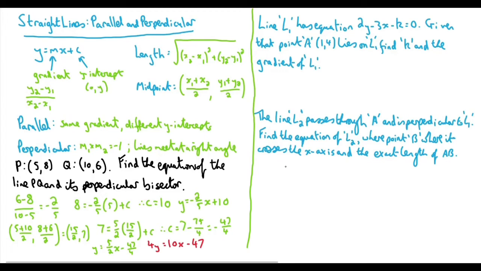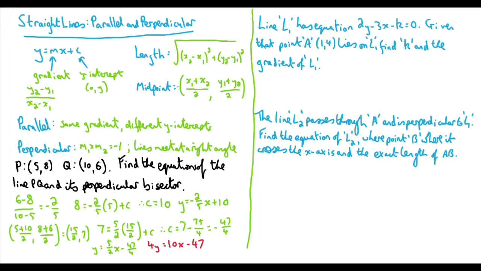Once you've done that, the line L2 passes through A and is perpendicular to L1. Find the equation of L2, then find point B where it crosses the x-axis, and then finally the exact length of AB. So consider the different concepts that we have talked about here, the different characteristics of a straight line we can work out based on its coordinates and the description given.